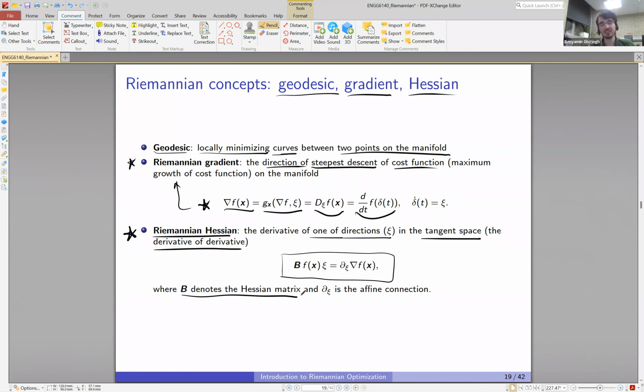It is interesting that in the pure optimization papers, they usually denote Hessian by B and inverse of Hessian by H. So H in pure optimization papers doesn't denote Hessian, but inverse of Hessian. B is Hessian, and partial zeta is an affine connection. You can see affine connection as derivative along one of the directions in the tangent space that we have written here. Okay.